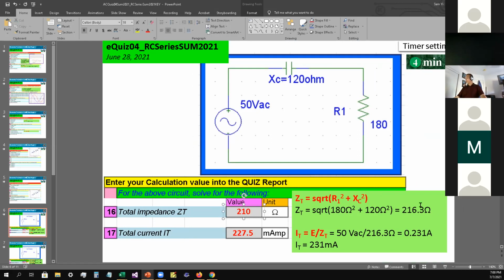Like I said, this is a range. If you put in the calculation, this is the actual value, but 210 would be correct. So anything from 210 up to 216, a little bit above this, would still be correct.